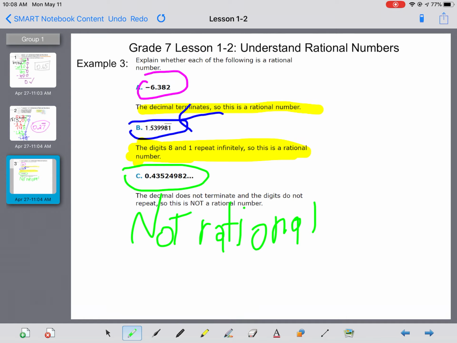It's actually known as irrational, and I think of irrational people as like a crazy type of person. They talk forever, they go on forever, they don't repeat, they just say lots and lots of things. This decimal is just going on forever, or will go on forever, and it doesn't repeat. It's just a bunch of random numbers put together. So that is not rational.